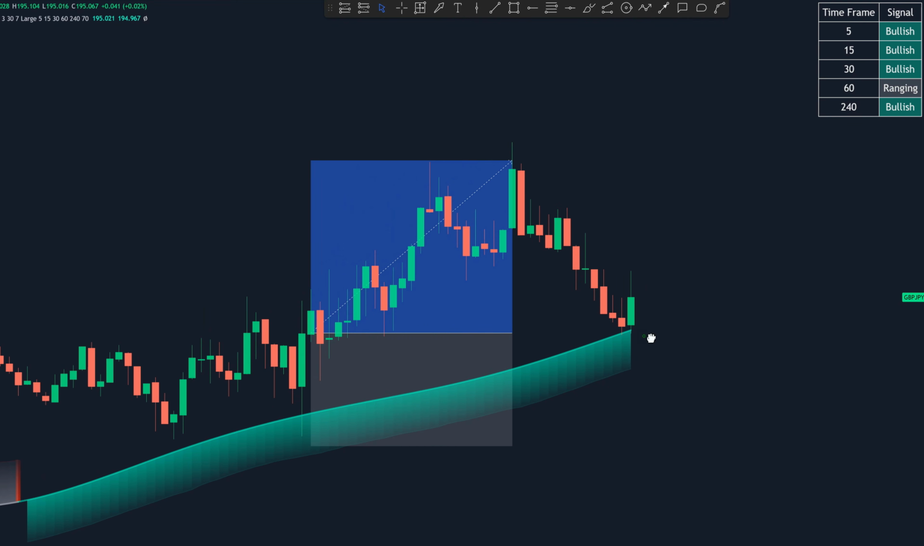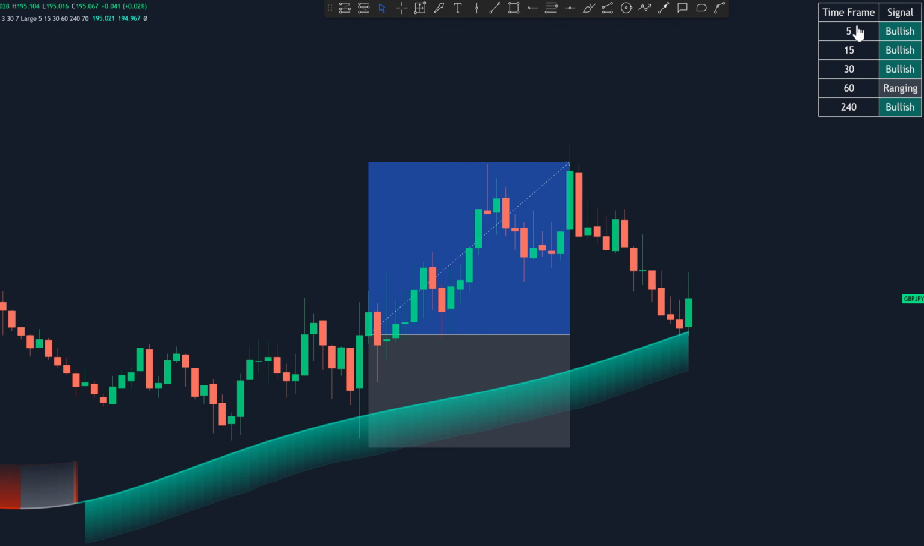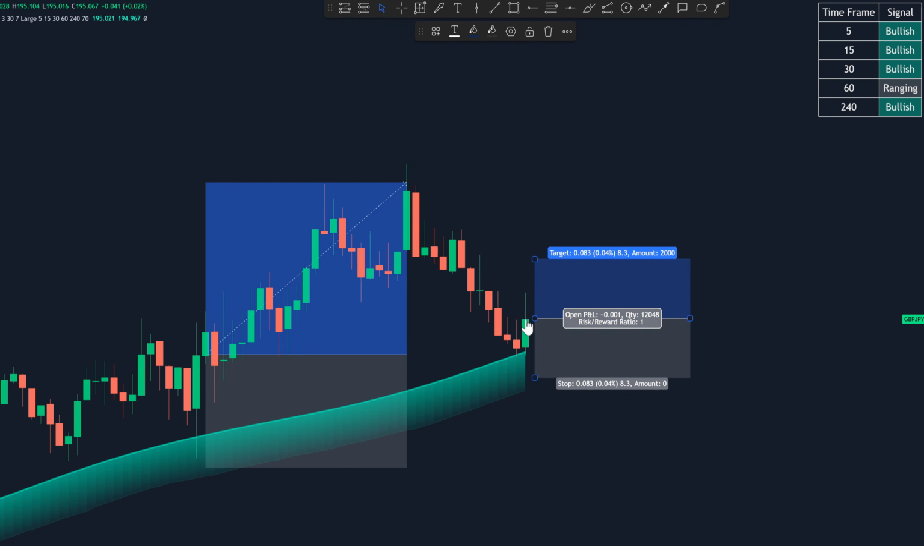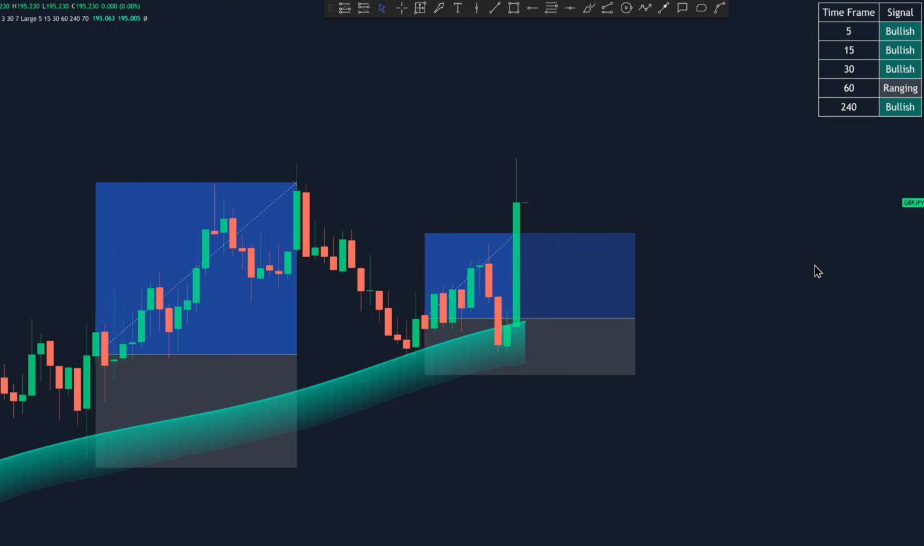Also, looking at the table, the trend of the market was bullish on at least 4 of the 5 timeframes, confirming this entry. We enter a long position on the engulfing candle, place our stop loss right under the swing low, set your take profit at 1.5 times the risk, and as you can see, the trade was profitable.